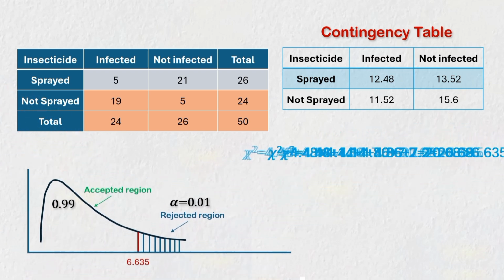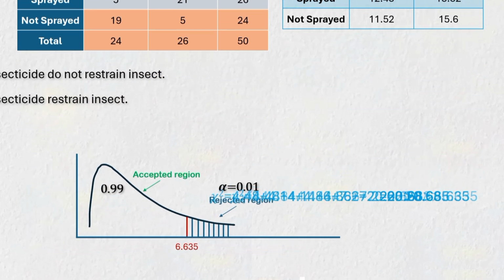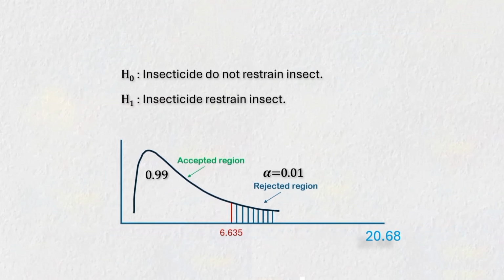This value is greater than our critical value 6.635, and it lies in this rejection region. So we reject the null hypothesis. It means if we apply insecticide, it restrains insects.